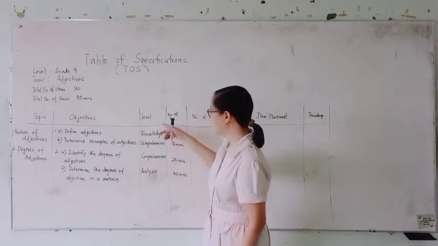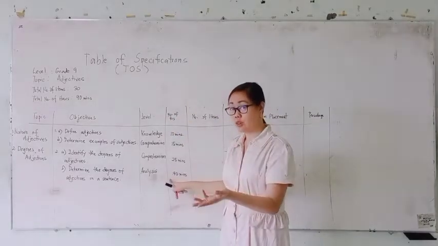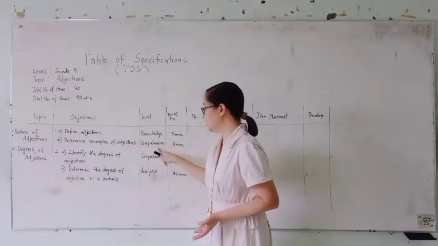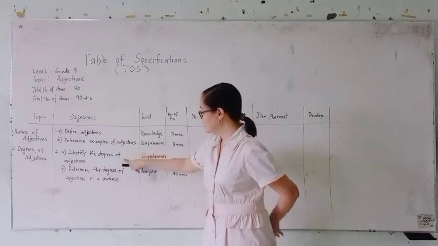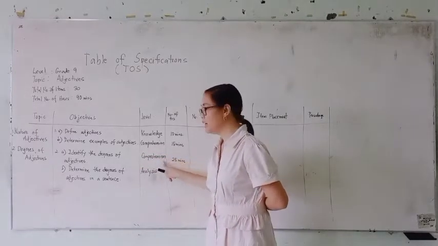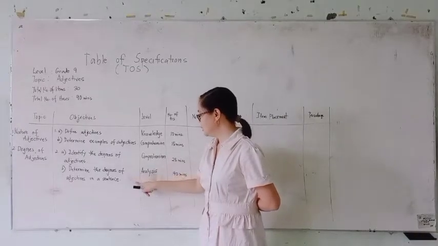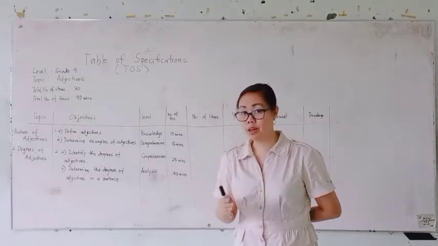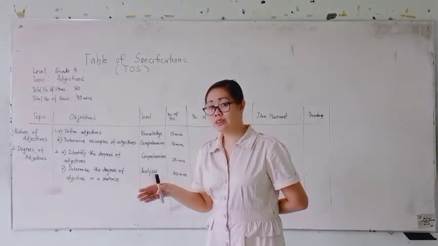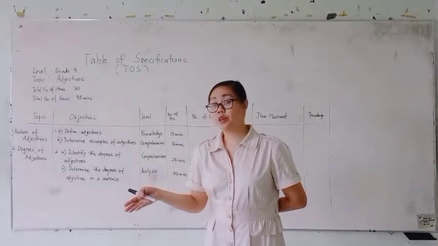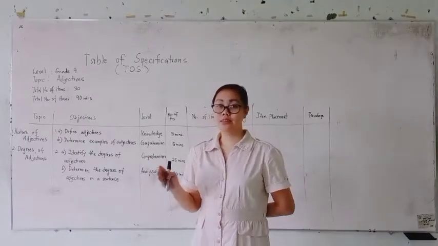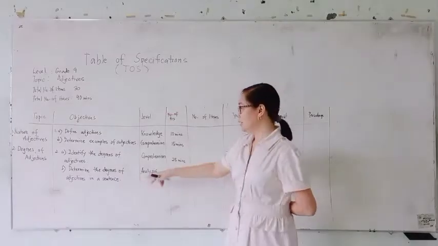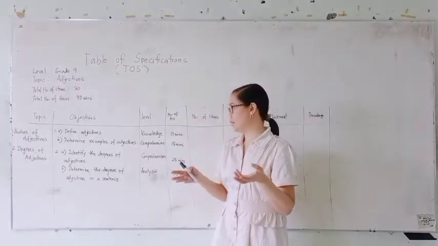From the objectives, you are going to identify the level of those objectives. Siyempre, define adjectives is knowledge. Determine examples of adjectives is comprehension. Identify the degrees of adjectives is also comprehension. And determine the degrees of adjectives in a sentence is now analysis because you have to first identify the adjective in a sentence. Once you have identified, there is now the point that you are going to determine the degree of that adjective. Okay?